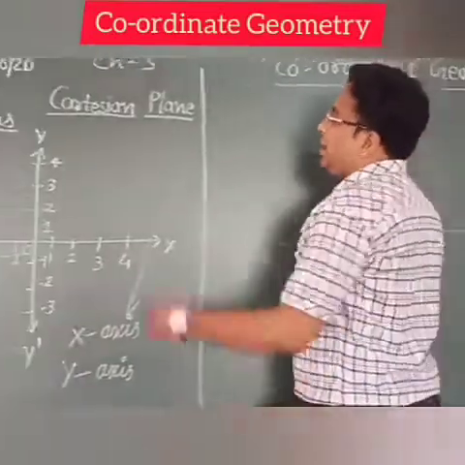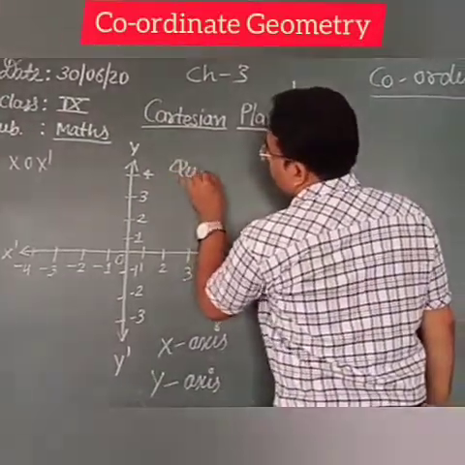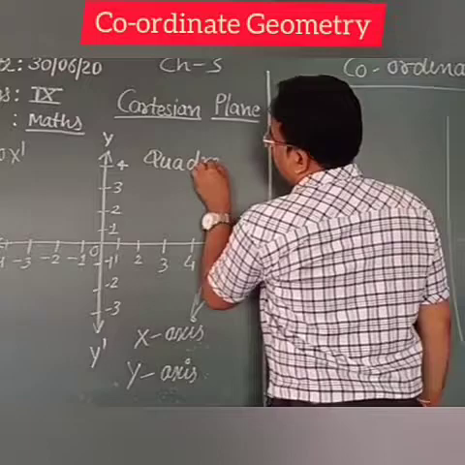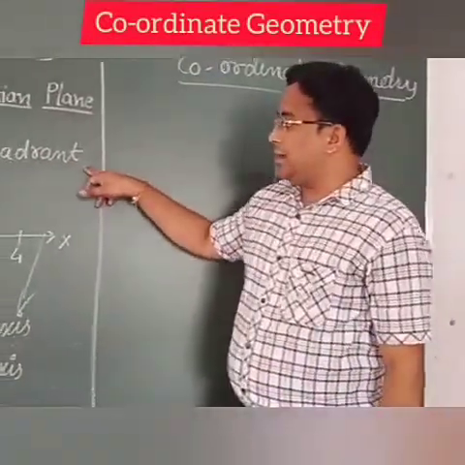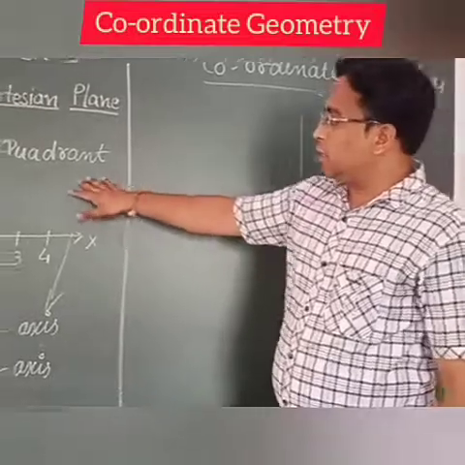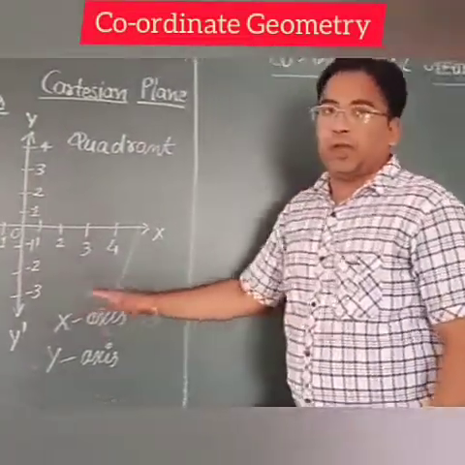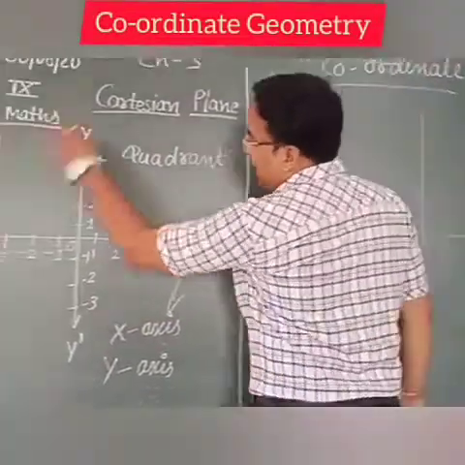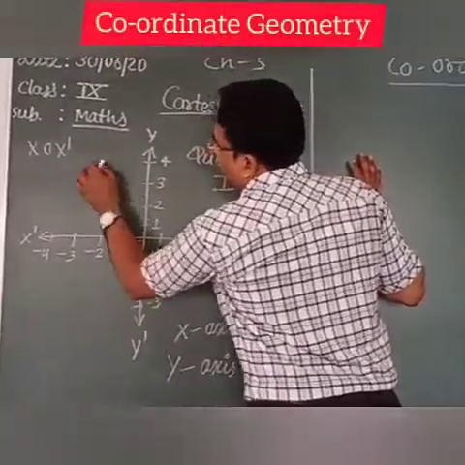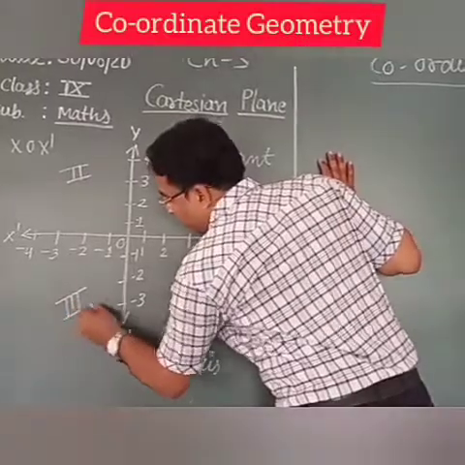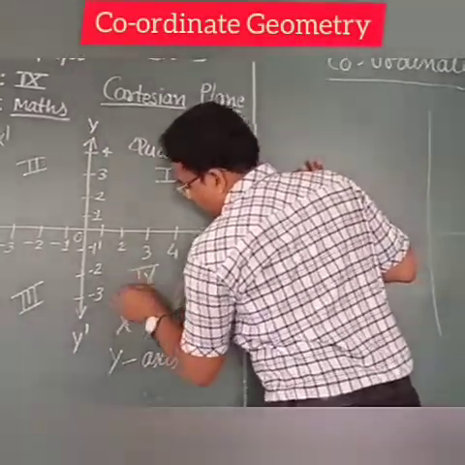The name of each part is quadrant. So there are four quadrants. This one, this one, this one, this one. And the numbering of the quadrants is anti-clockwise. This is first quadrant. This is second quadrant. This is third quadrant, and this is fourth quadrant.